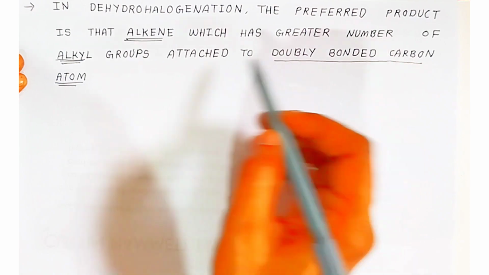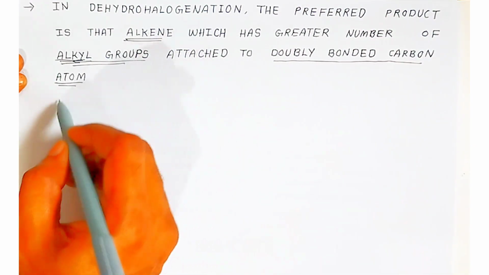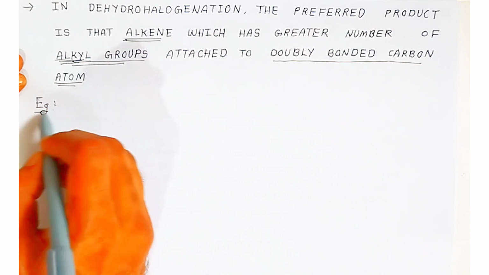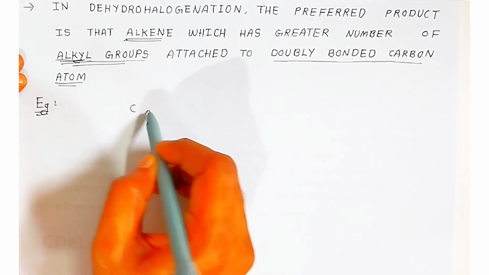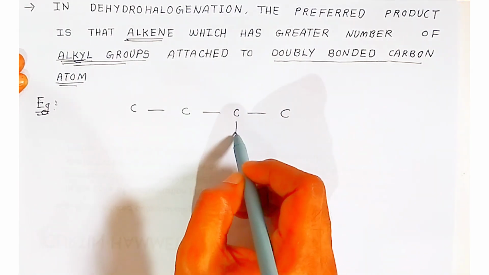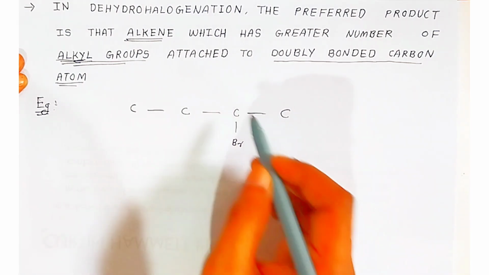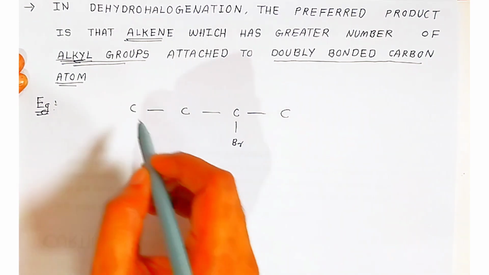That depends upon the alkyl groups on the double bonded carbon atom. Understanding, students? Say for example, here we are going to take an example. Suppose you have secondary butyl bromide, students, you can write it like this. This is the four carbon chain. Bromine is attached to the second carbon, so this is secondary butyl bromide.